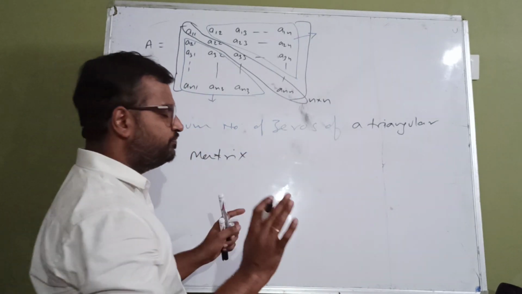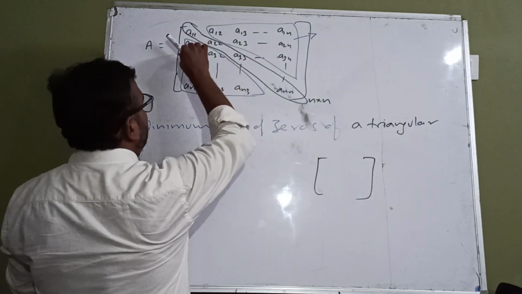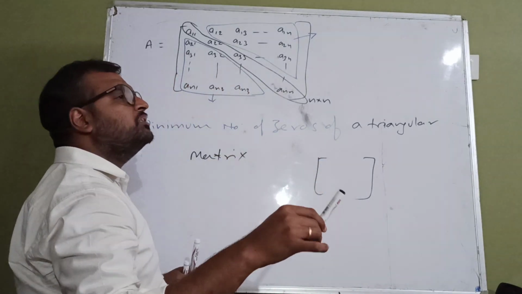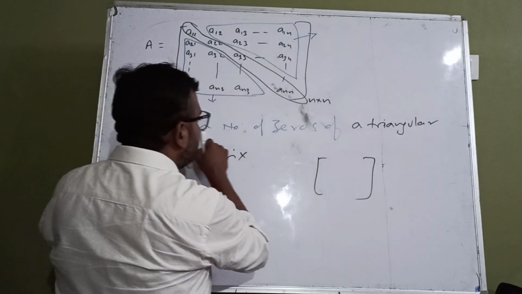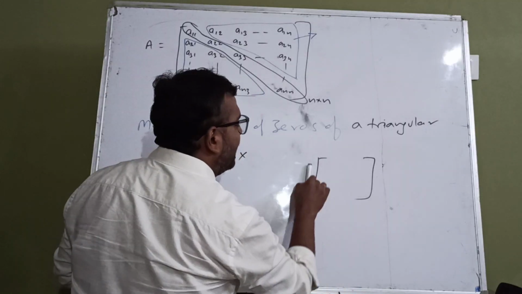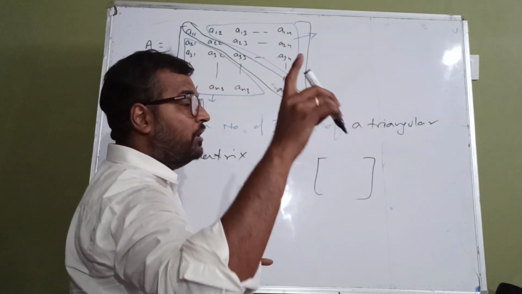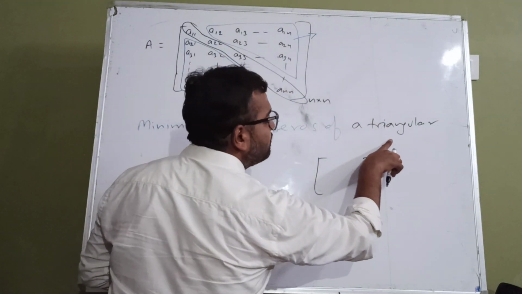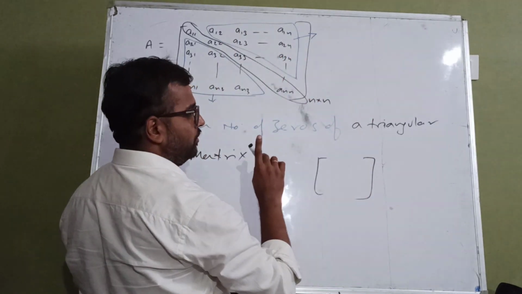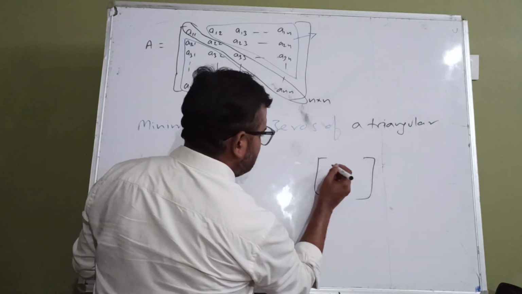Getting the point or not? The point is that in a square matrix, how many minimum number of zeros must be there so that this square matrix will turn into a triangular matrix? And again and again I am repeating, triangular matrix means either it can be upper or it can be lower. Getting the point? Now the question is clear. One more example, let us consider.